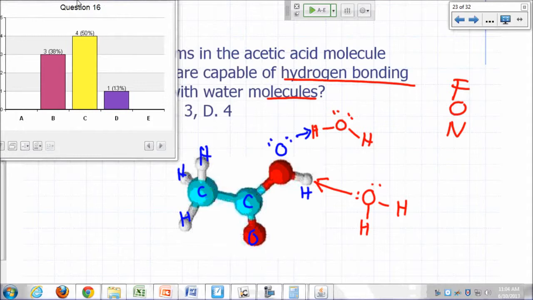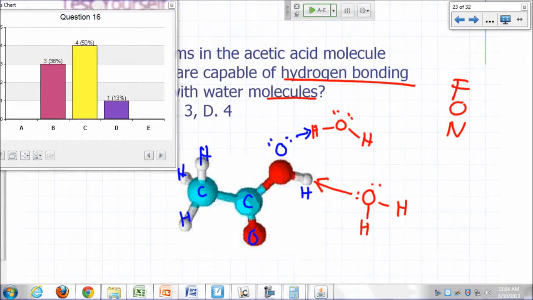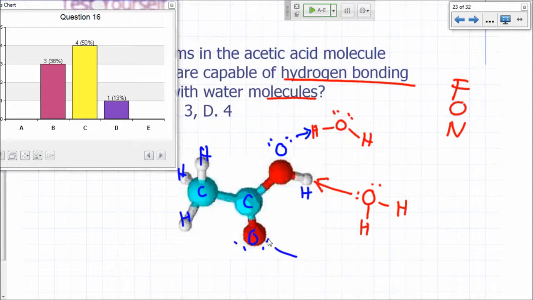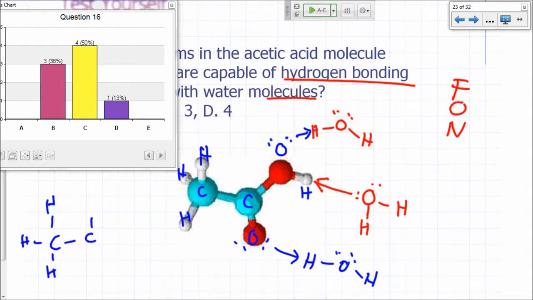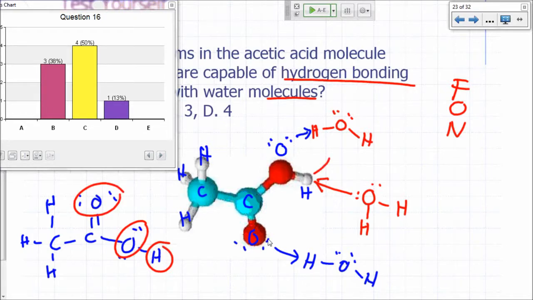Where's the other one? Here's another oxygen atom, so it's got 2 lone pairs, so that would be attracted to a water molecule by way of the water molecule's hydrogen. Anything else there that has a lone pair? That's it. CH3COOH is this structure right here. So this is capable of hydrogen bonding. This is capable of hydrogen bonding. This is capable of hydrogen bonding. 1, 2, 3.